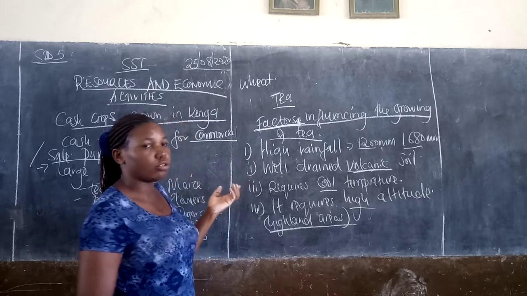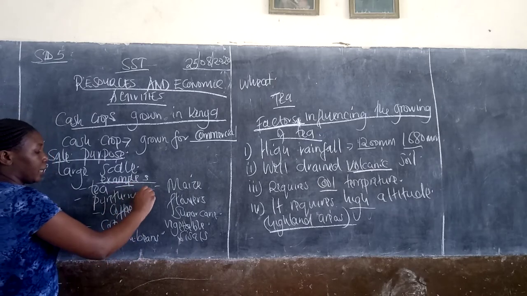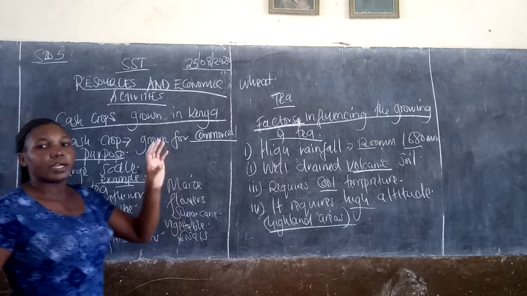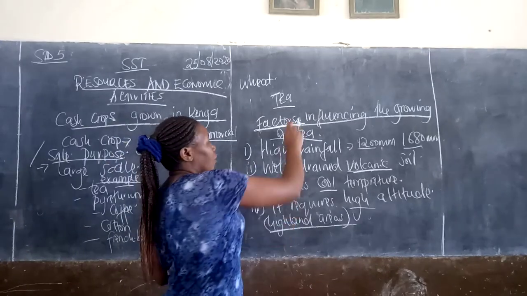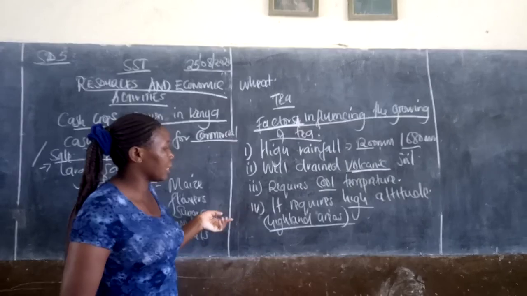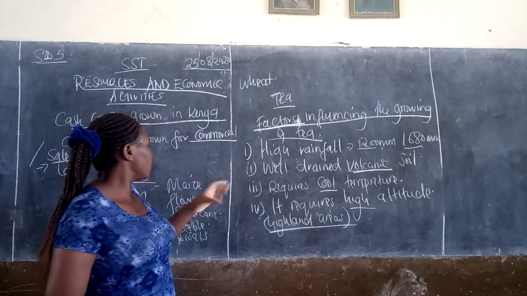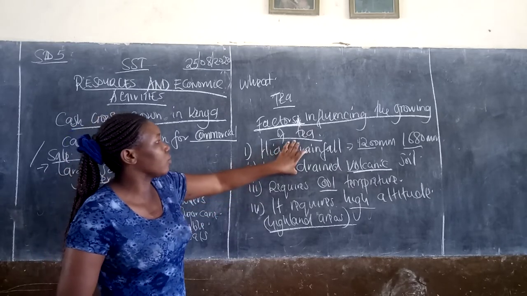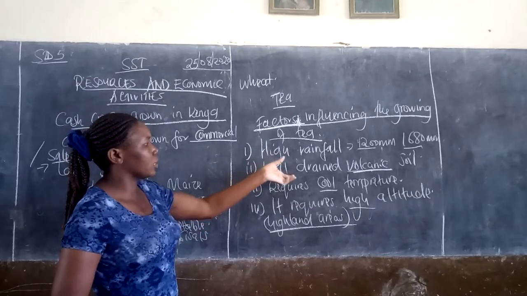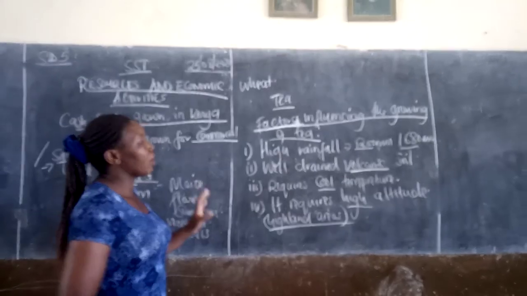Then we are going to see a lot of crops: tea, pyrethrum, coffee, cotton, French bean, maize, flowers, sugarcane, and all that will be based on factors influencing the growing of that crop in that area. So you have to differentiate what tea requires from what sugarcane requires, which type of soil tea is grown in and which type sugarcane is grown in. So you have to know the difference.